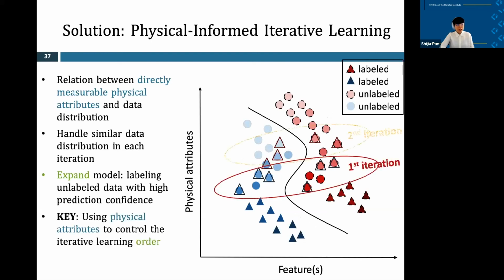So the key to ensure the accuracy here is to use physical attributes to control the iterative learning order so that in each iteration, the pseudo label has a higher accuracy.